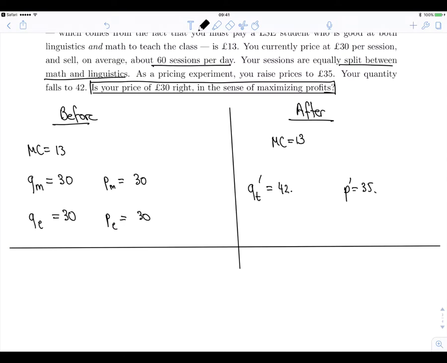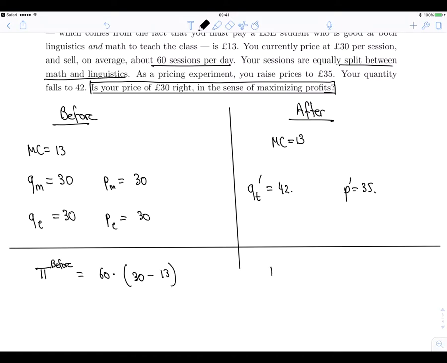What's one almost dumb way to solve this question? It's not really a dumb way, but it's really an easy way. Just multiply the price and quantity of before and after and compare them. If you did just that, you'd be comparing revenues. But what you do want to compare is profits. So what would be the profits here? Profits before would simply be 60 times 30 minus 13.